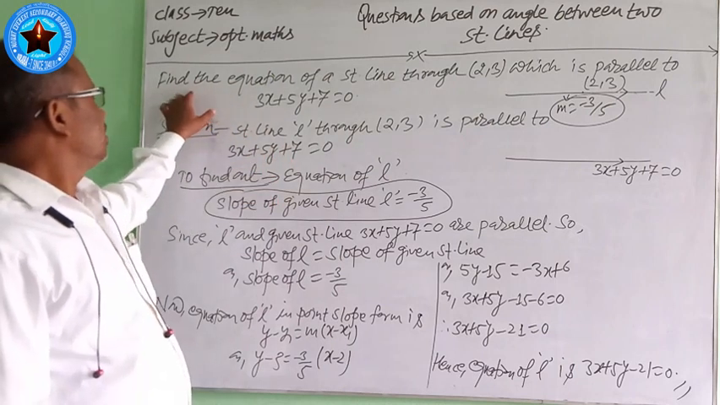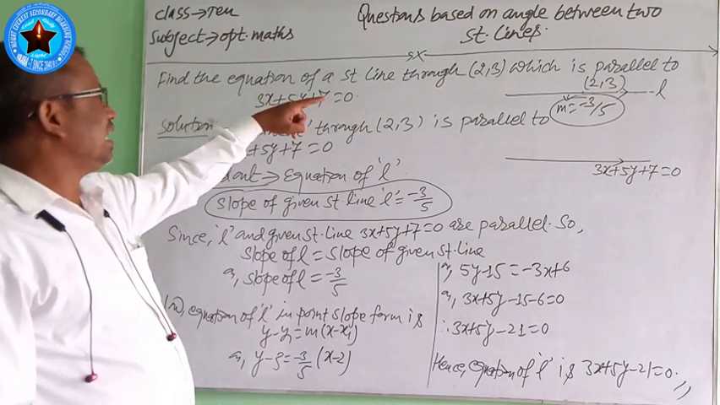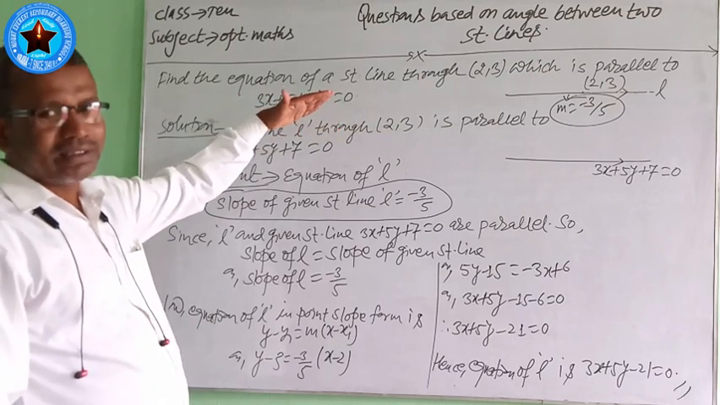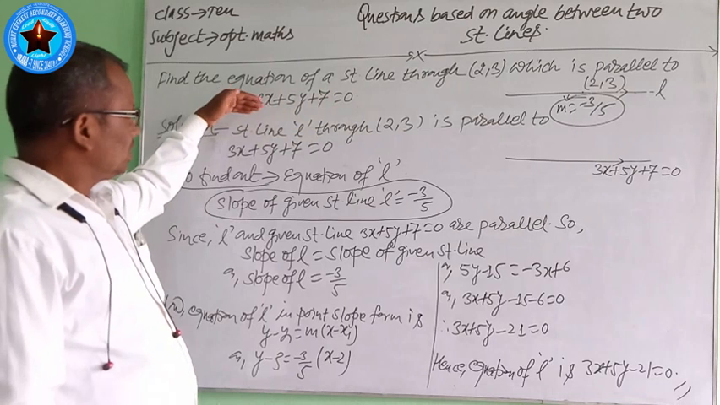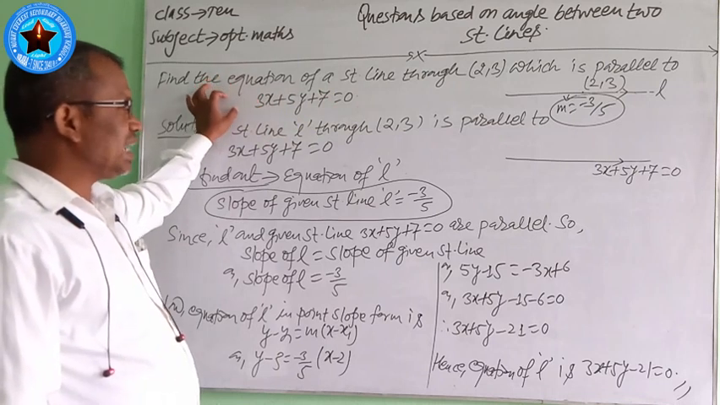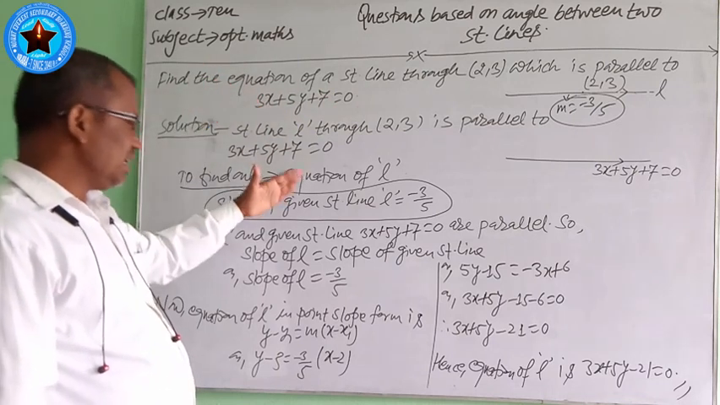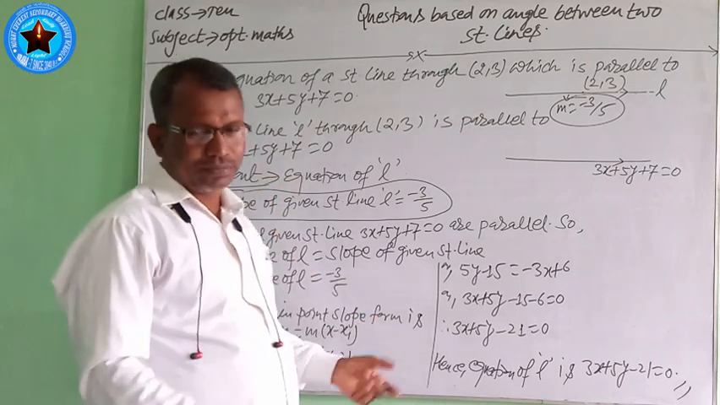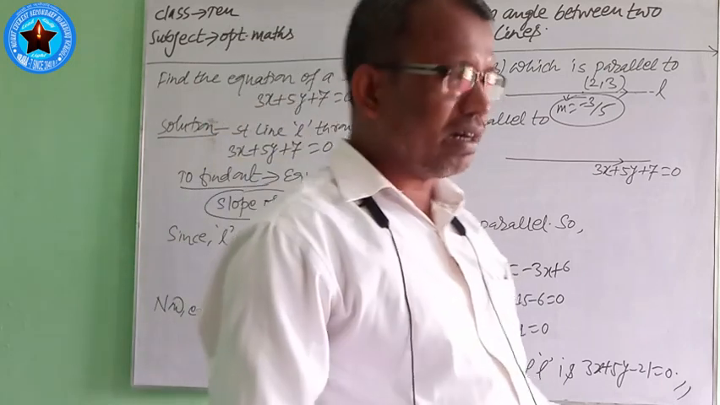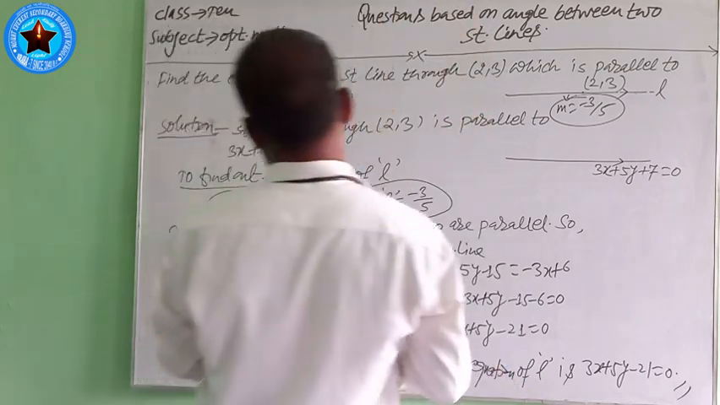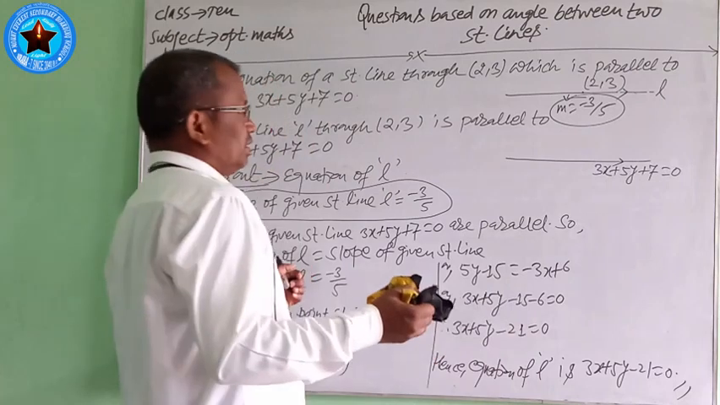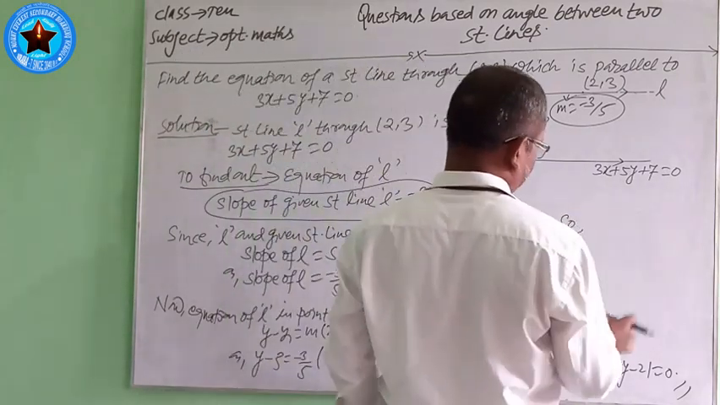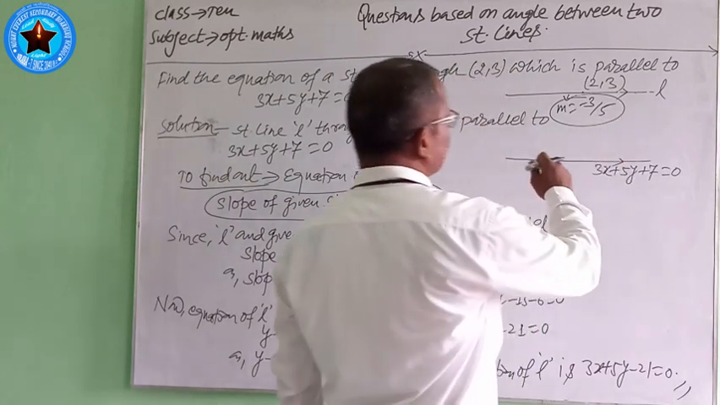Find the equation of a straight line through (2, 3) which is parallel to 3x plus 5y plus 7 equals 0. Questions like this we can solve following this process, and in another way also we can do it. In an alternative way also we can find the solution of this question. Here now I am comparing the equation.